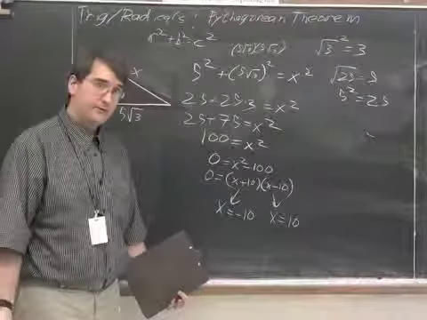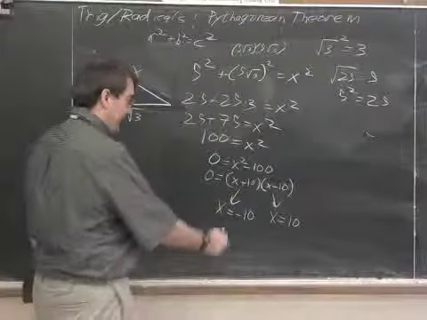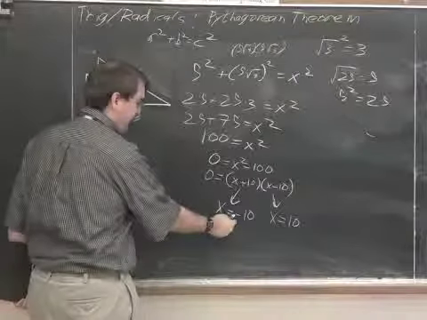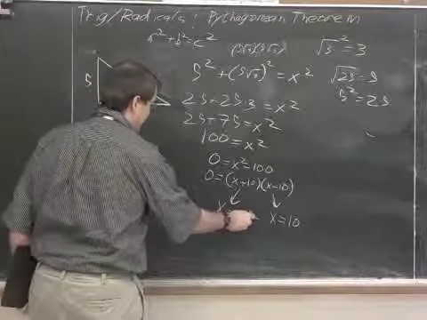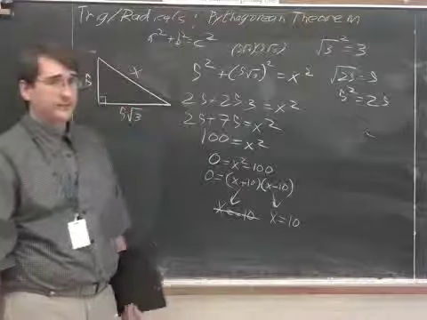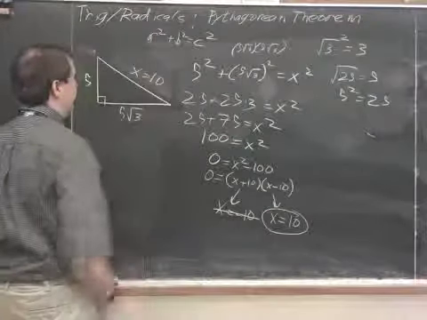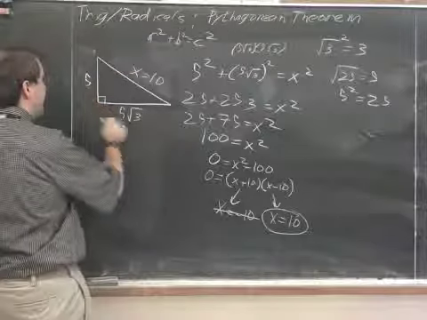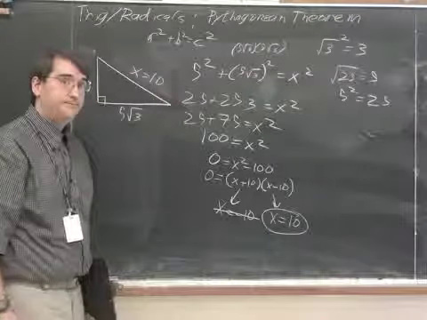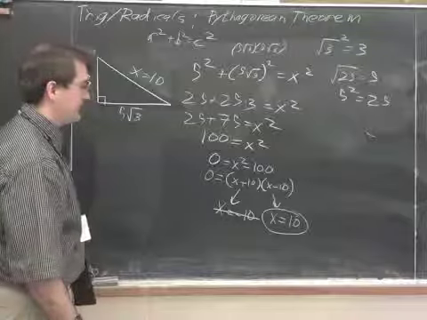But of course we have to look out for extraneous solutions. x, the length of that side, can't actually equal negative 10. It doesn't make sense for us to think of it as being equal to negative 10. So x equals 10 would be my answer. And so my three sides are 5, 5 root 3, and 10. That would be my final answer for that.